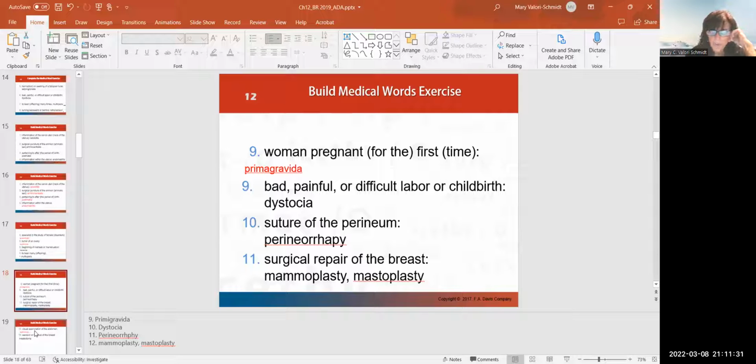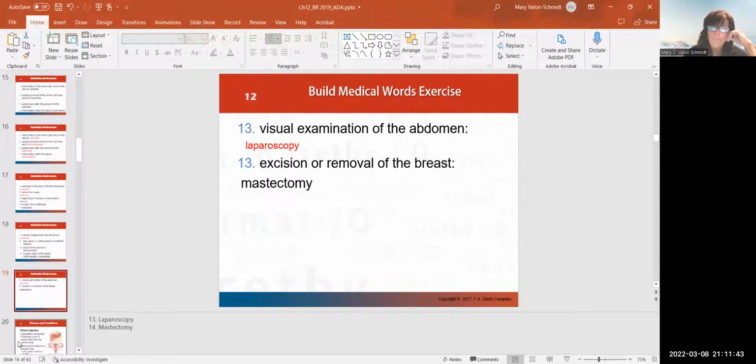Suture of the perineal area after an episiotomy is perineorrhaphy, and surgical repair of the breast is either mammoplasty or mastoplasty. Removal of the breast is mastectomy. A visual examination of the abdomen is a laparoscopy, and excision or removal of the breast is mastectomy. There it is.